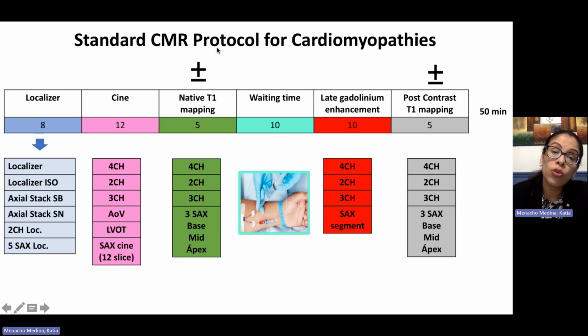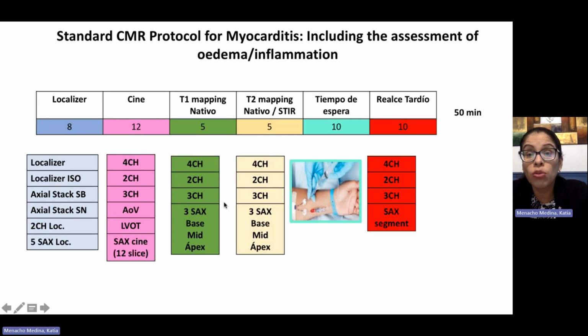For a cardiomyopathy protocol, we can include mapping techniques, especially for specific cardiomyopathies that we will see later, if we have the sequence available. We inject the contrast. We need to wait around 10 minutes, which is variable in accordance with the contrast agent that we have. But then we start acquiring the late gadolinium sequences, and if we want to assess the extracellular volume with the mapping technique, we also need to acquire the post-contrast T1 mapping. So in total, we are thinking about 15 minutes only for this protocol.